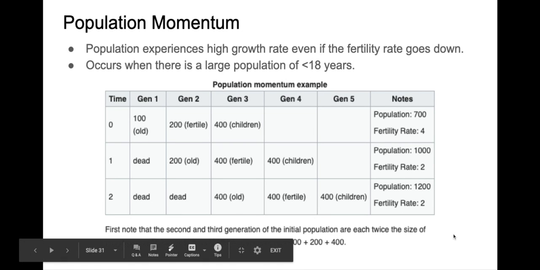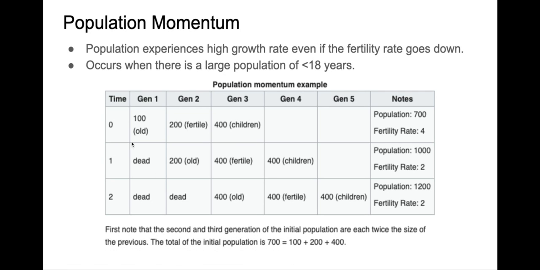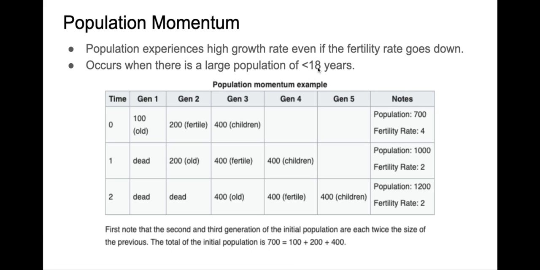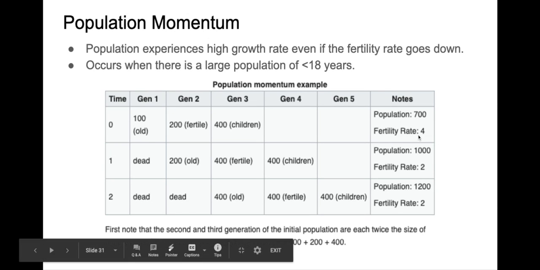So take a look at this diagram. You can pause the video and study a little bit. We can see that the total population, like the 100, 200, and 400, make a population of 700. So even though the fertility rate is not going up in this case, you can see that it's even declining, a large population that is under 18 will allow the next generations to have people that are fertile, that are reproductively able to have babies, right? So they will still help the population to increase. So that is called the population momentum.